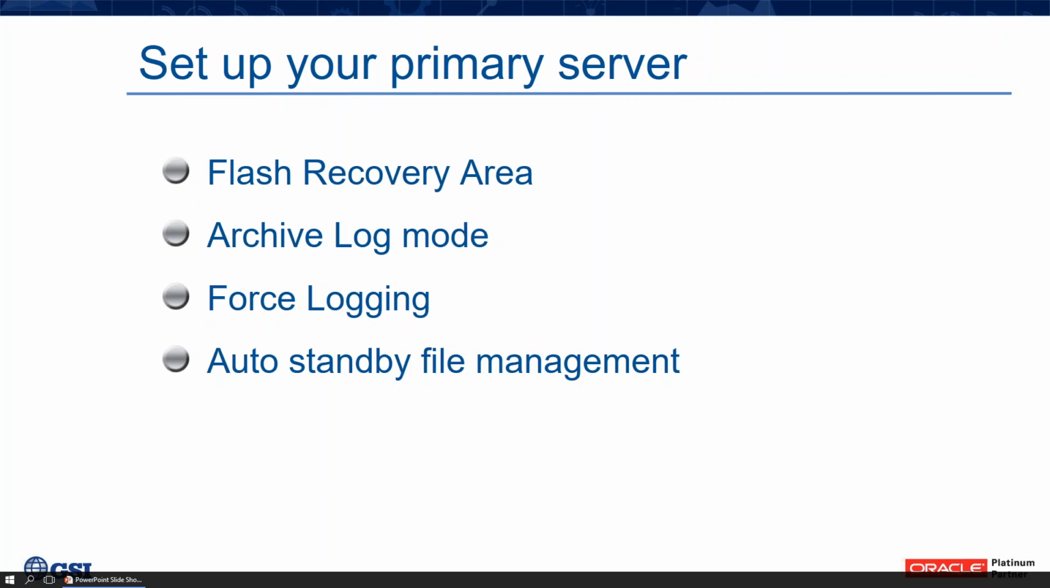When you enable the FRA, you have to show parameter db_recovery_file_dest_size. If it shows nothing, then you want to show parameter db_recovery_file_dest, and if there's nothing there, then you have to alter system and set the db_recovery_file_dest_size to something, 20 gigs or something, and then set the file destination as well.